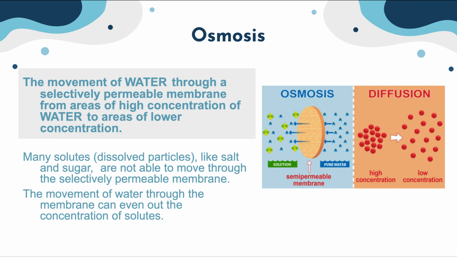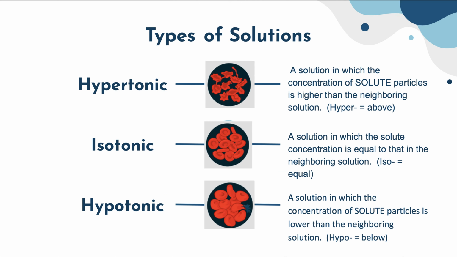Now let's discuss osmosis. Osmosis is the movement of water through a selectively permeable membrane from areas of high concentration of water to areas of low concentration. Many dissolved particles like salt and sugar are not able to move through the selectively permeable membrane. The movement of water through the cell membrane can even out the concentration of solutes. There are different types of solutions.